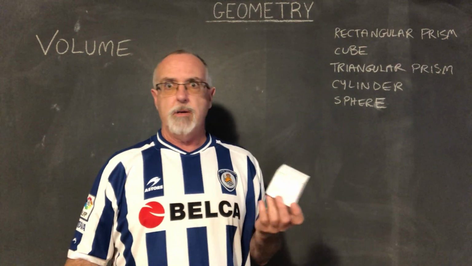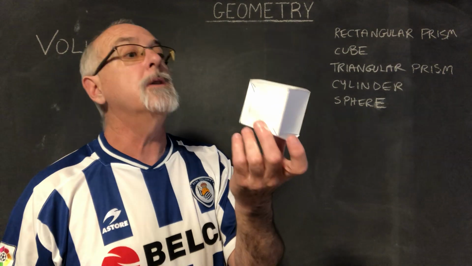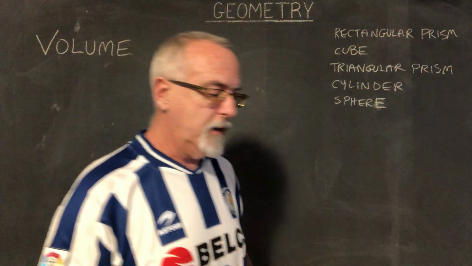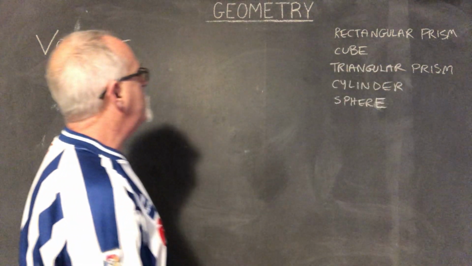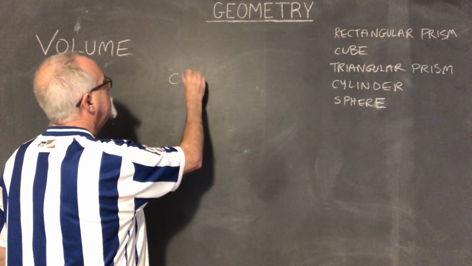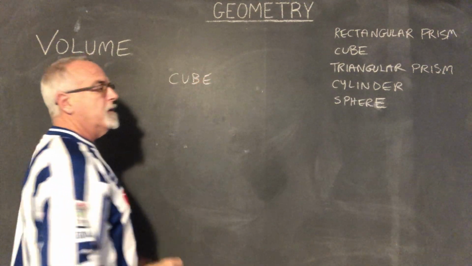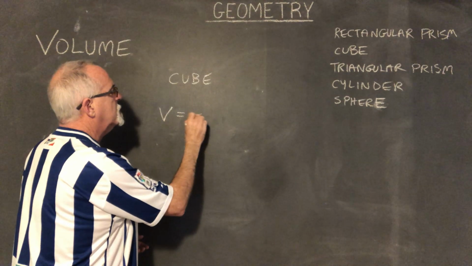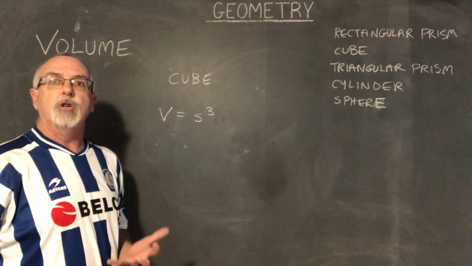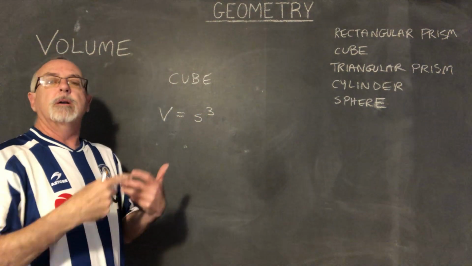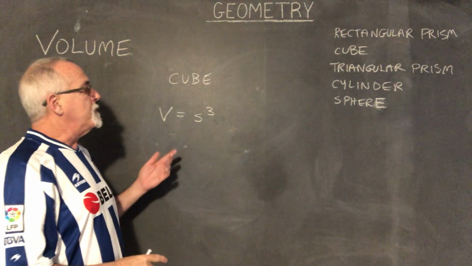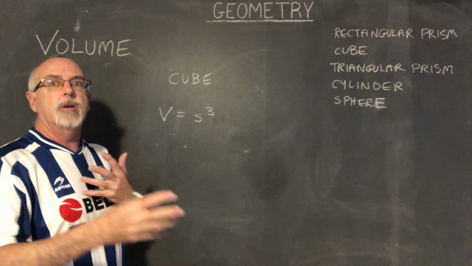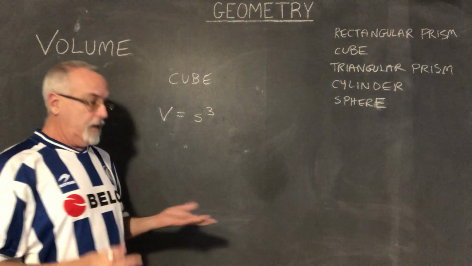Of course, there's only one measurement that matters with the cube, the side length, which is 2.5 inches for this particular cube. So let's find the volume of the cube. The volume formula for a cube is volume equals s cubed. Very similar to the area formula of the square, which was side length squared.